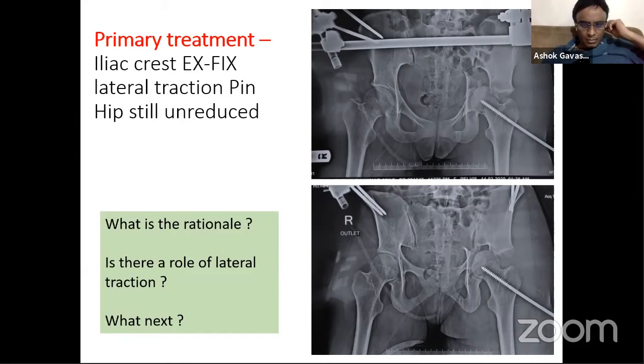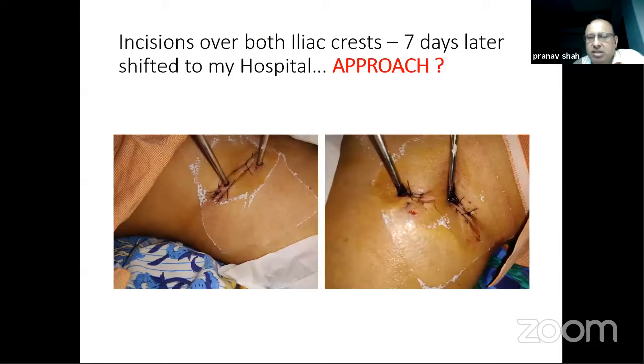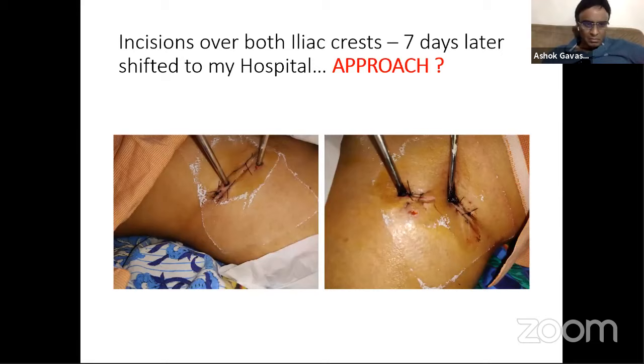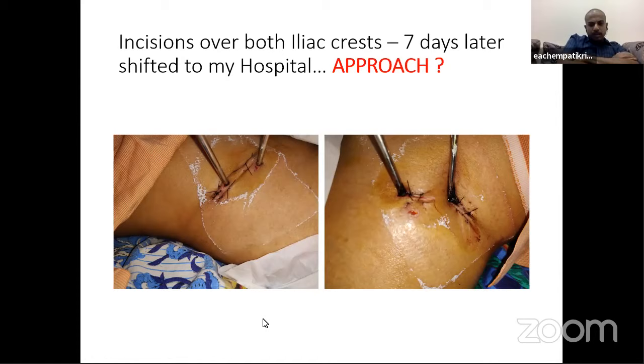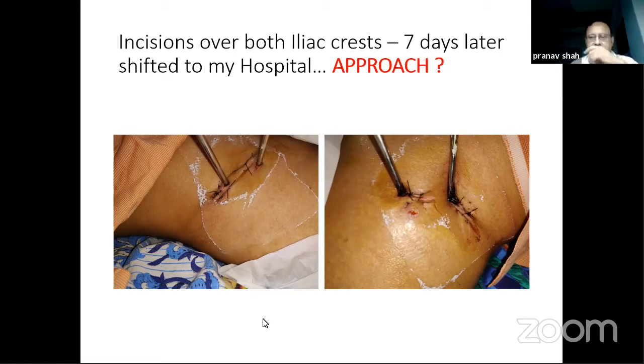Now, this is how the fixator was done. So on the right side, it was a full long. I think that image has not yet loaded. Can everybody see the fixator pins? Yeah, I can see that, but your voice is not clear. Okay, this is what was done in form of fixator. It was not percutaneous, it was an open incision and fixator. Does this change the plan?